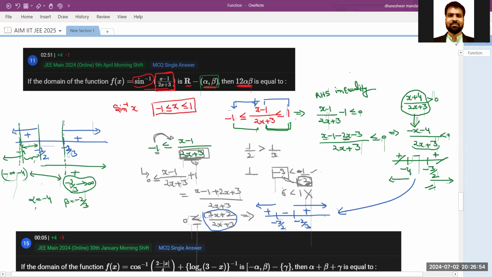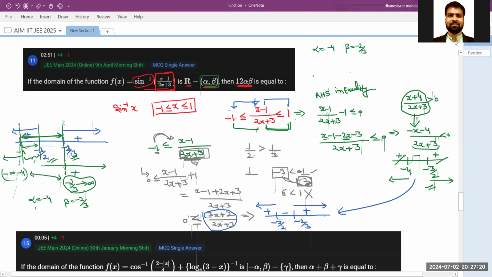Also, here we have only one line, so here also the condition is not satisfied. It means beta is minus 2 by 3. So in between this region, if I take any point, then the condition will not be satisfied. That's why this value is excluded from the real numbers. So alpha is nothing but minus 4 and beta is nothing but minus 2 by 3.